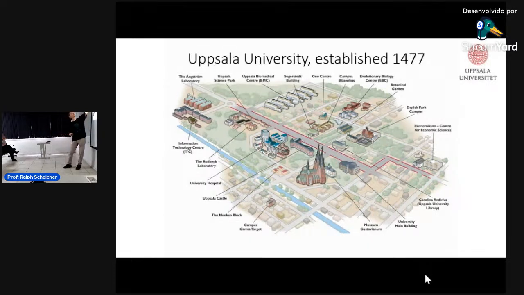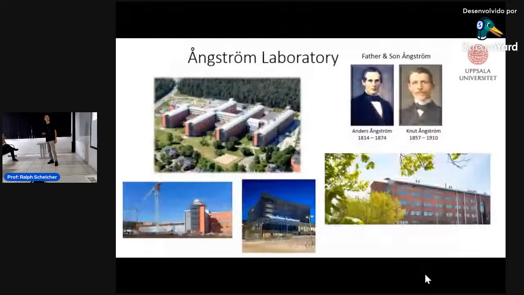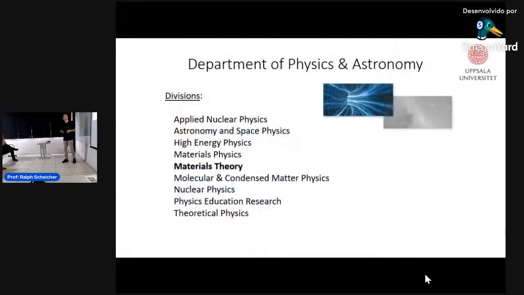And we are located a little bit outside the city, in the Ångström laboratory. The Ångström laboratory is named after father and son Ångström, who were two scientists working there in spectroscopy. And this is how the building looked a few years ago. They're always constructing and adding new wings to it, and so there are some latest additions. But it houses the department of chemistry, department of mathematics, information science, and also the department of physics.